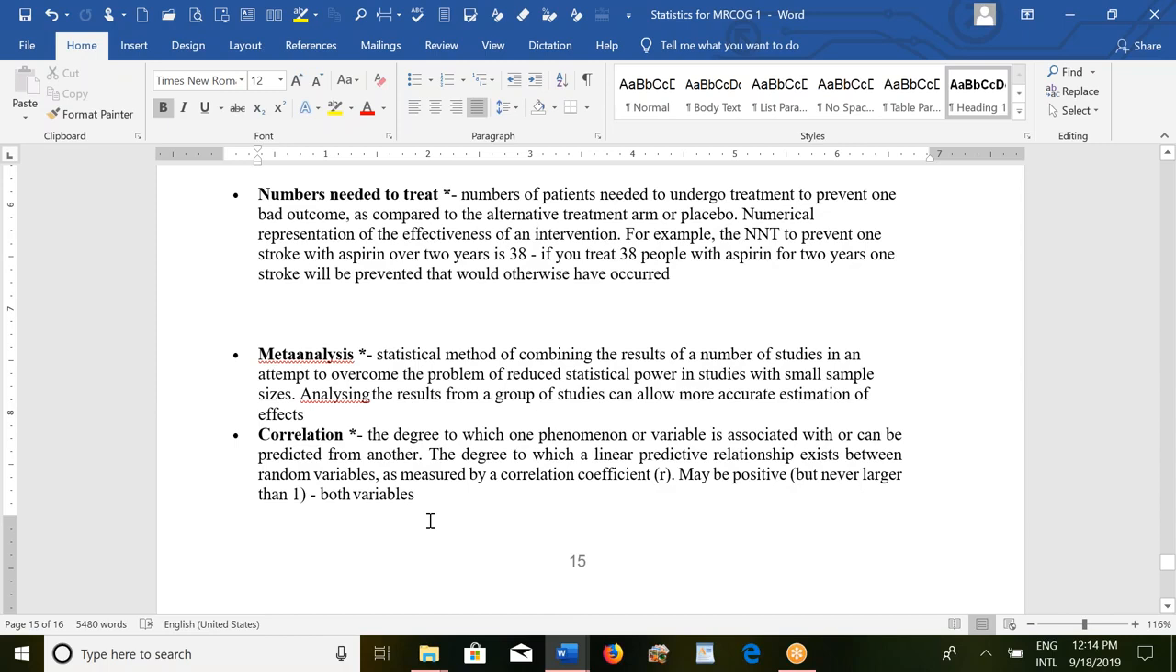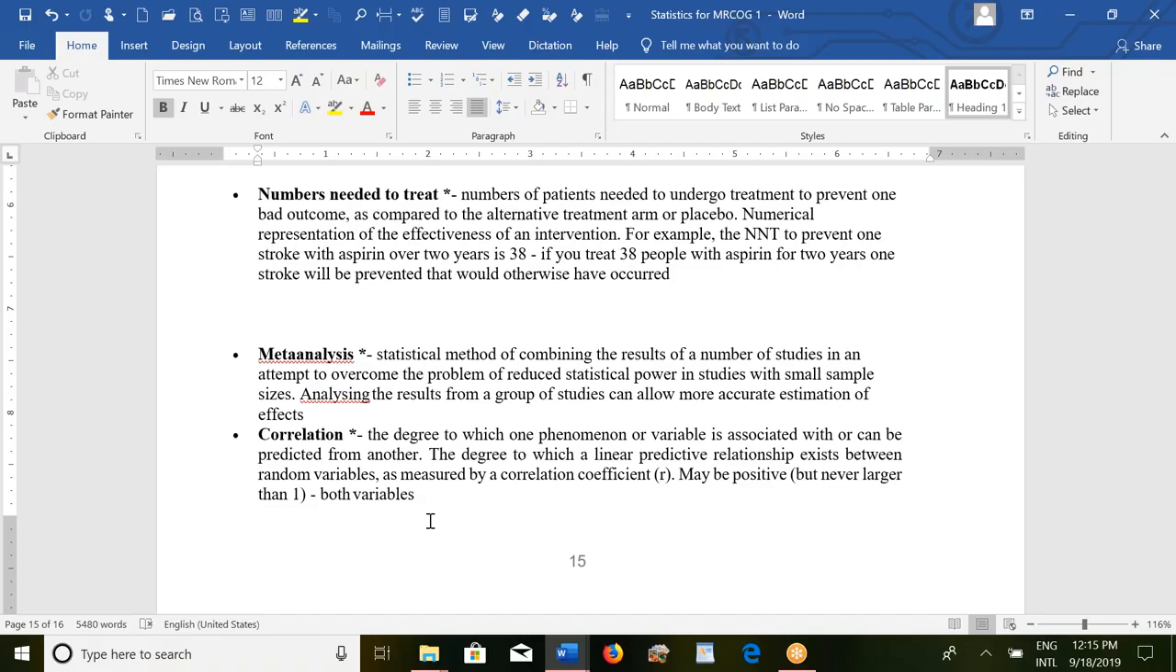So going back to meta-analysis, because you are going to see it very frequently. This is a statistical method of combining the results of a number of studies in an attempt to overcome the problem of reduced statistical power in studies with small sample sizes. So analyzing the results from a group of studies can allow more accurate estimation of effects. That is the purpose of using meta-analysis.